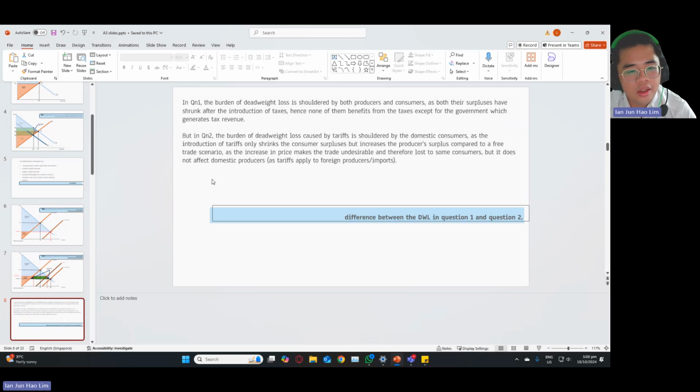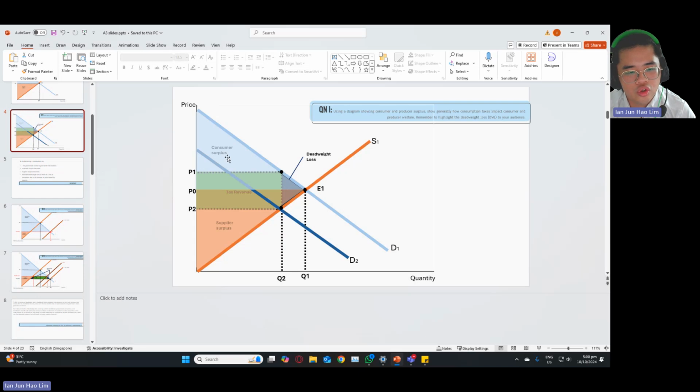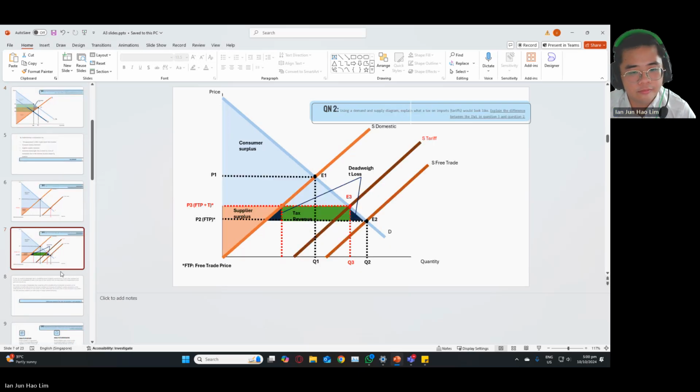So in question 2, the increase in price makes some trades undesirable with the introduction of tariffs, and therefore loses some customers, but it does not really affect domestic producers since tariffs apply to foreign producers. So the tax deadweight loss affects consumers here for question 2. In question 1, deadweight loss affects consumers and suppliers.